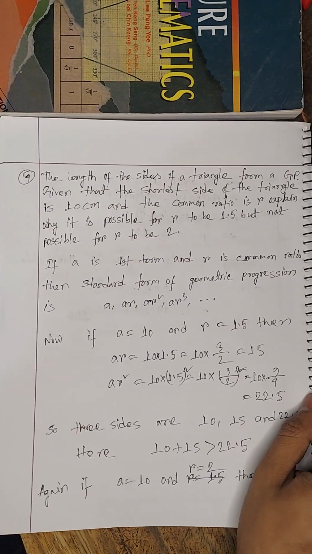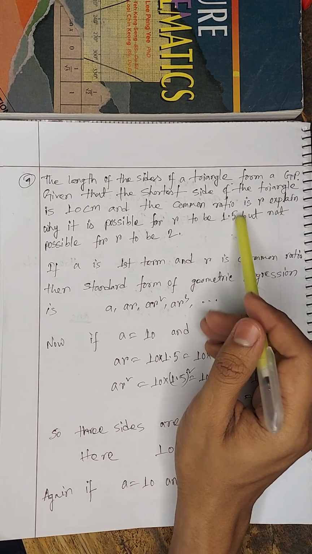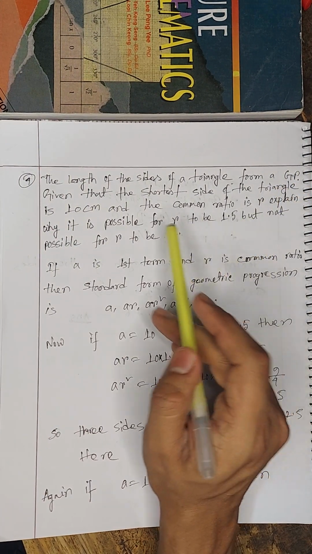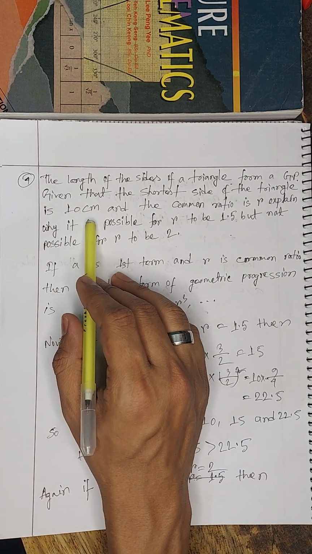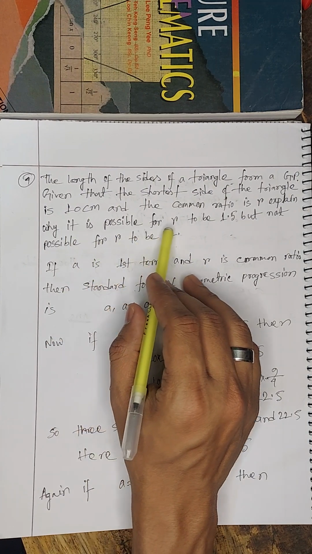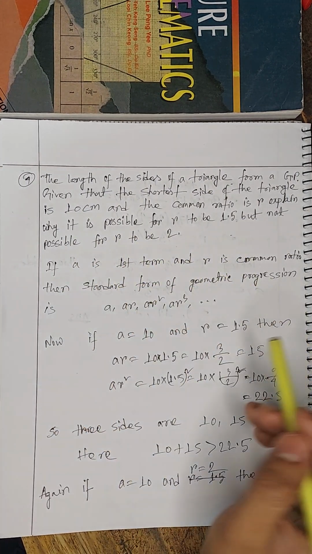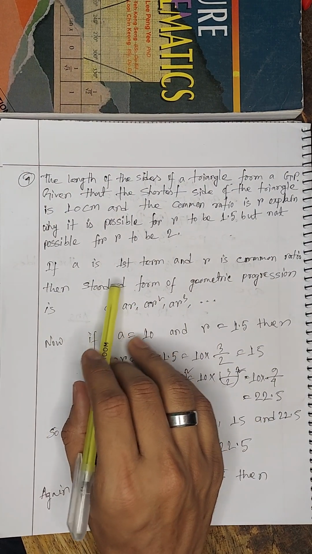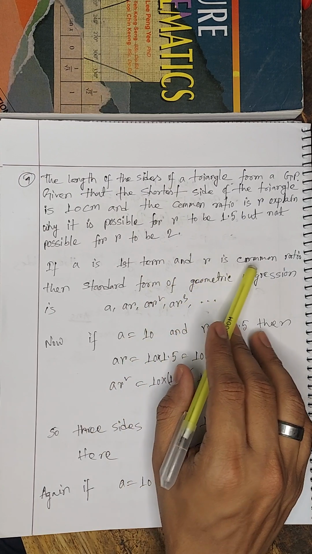We have another problem of similar kind. The lengths of 3 sides of a triangle form a geometric progression, and we are given that the shortest side of the triangle is 10 cm and the common ratio is R. We have to explain why it is possible for R to be 1 by 5 but not possible for R to be 2. So in a similar way we start like the previous one. A is the first term and R is the common ratio.